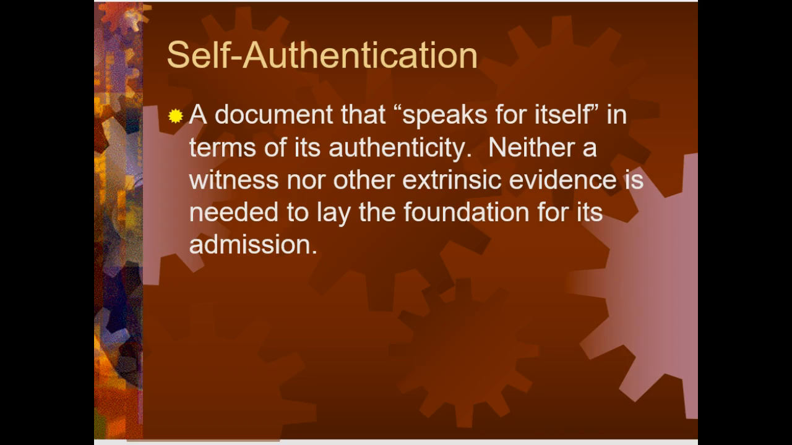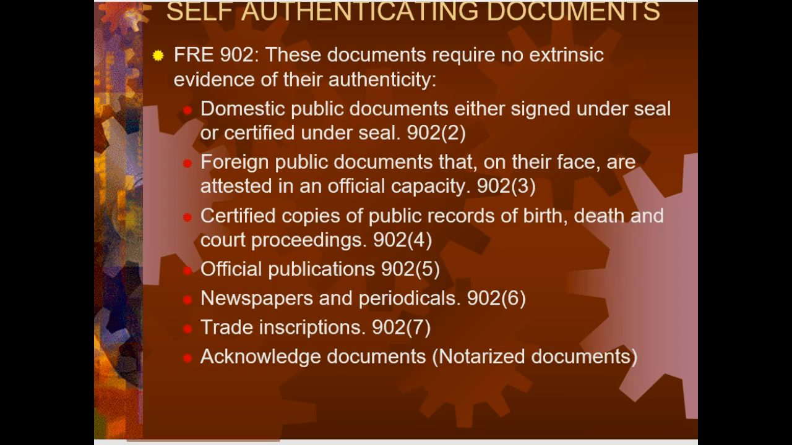Now the self-authentication is the document speaks for itself in terms of its authenticity. That means neither a witness nor extrinsic evidence is needed to lay the foundation for those kind of documents. That includes public records, which are certified copies. That includes, we'll see later, newspaper articles. A few others, we'll go through those as well. So some documents are in fact self-authenticating just because you look at them, you know that they are authentic.